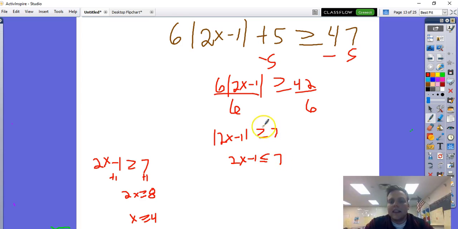Here, 2x minus 1 is less than. I did change the inequality sign, but I forgot to do the 7. I forgot to make it negative.